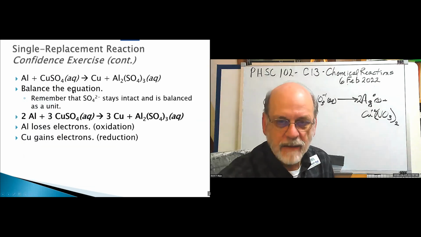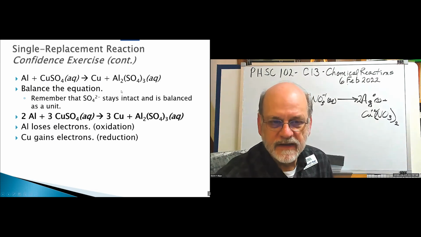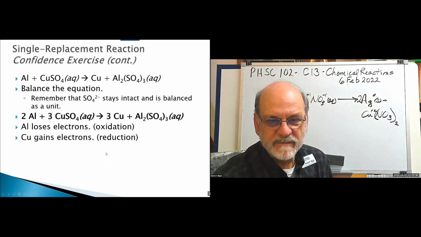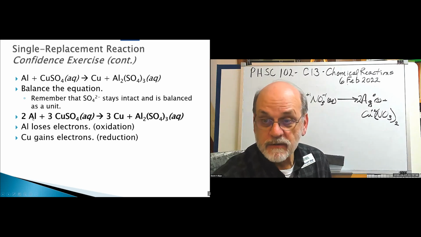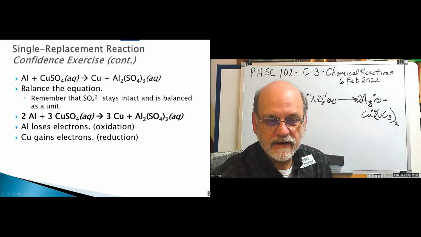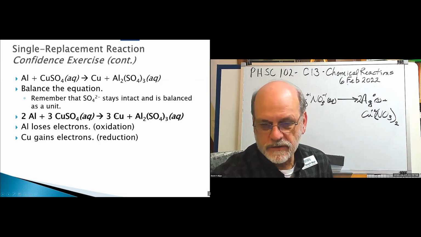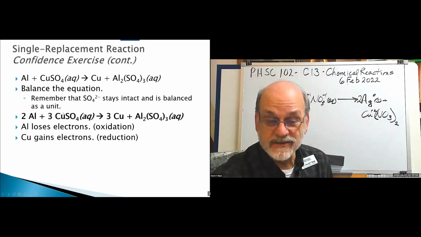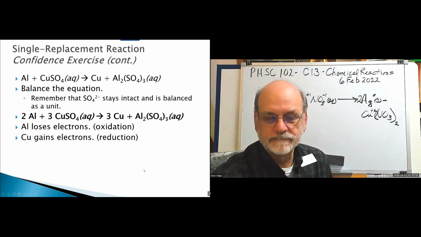Aluminum will replace the copper, produce aluminum sulfate, and aluminum has lost electrons to go from 0 oxidation state to 3+, and copper has been reduced by gaining electrons from 2+ oxidation state to 0.